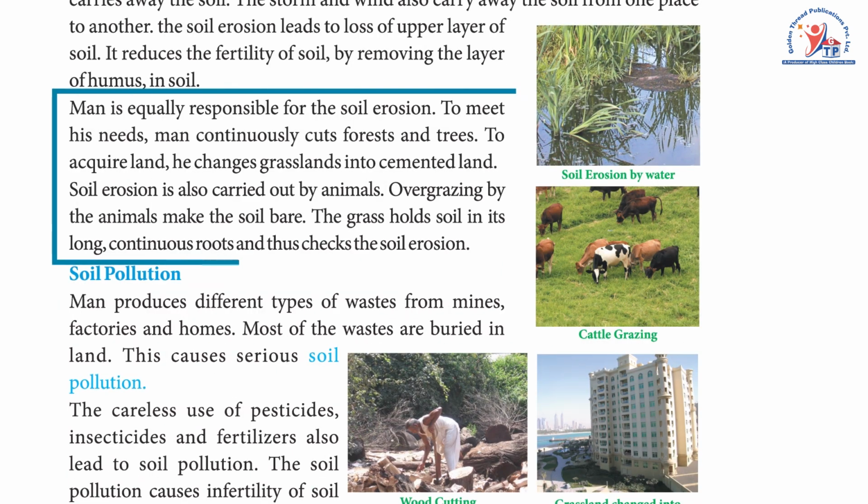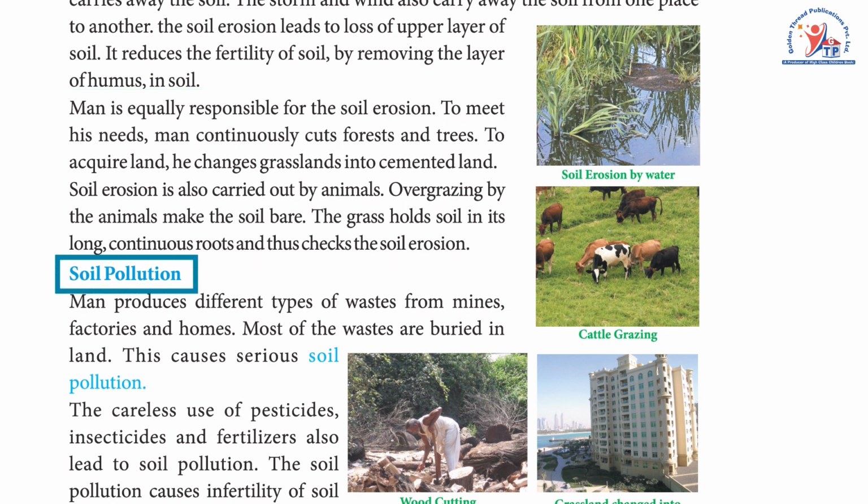Man is equally responsible for soil erosion. To meet his needs, man continuously cuts forests and trees. To acquire land, he changes grasslands into cemented land. Soil erosion is also caused by animals. Overgrazing by the animals makes the soil bare. The grass holds soil in its long, continuous roots and thus checks the soil erosion.